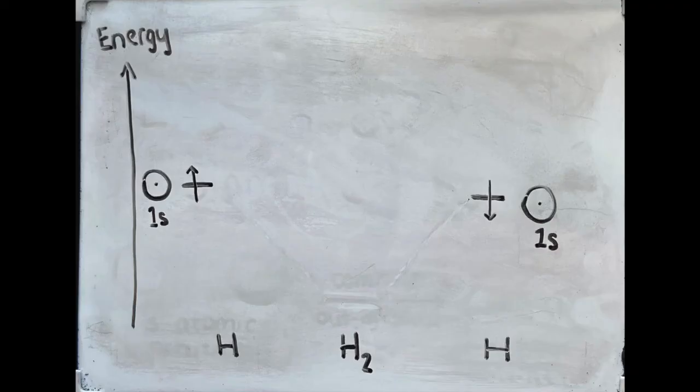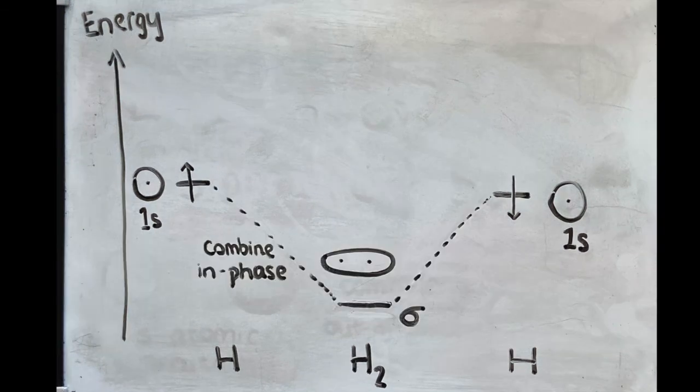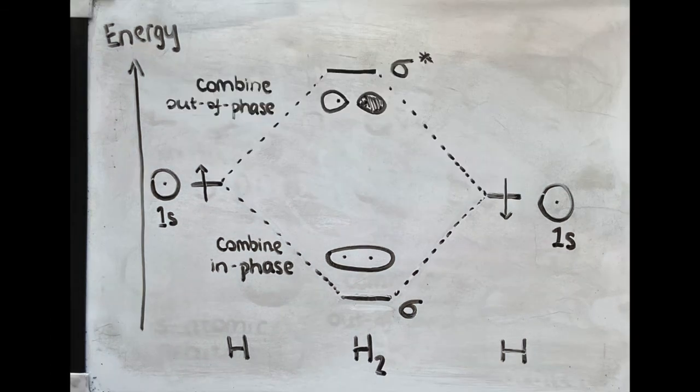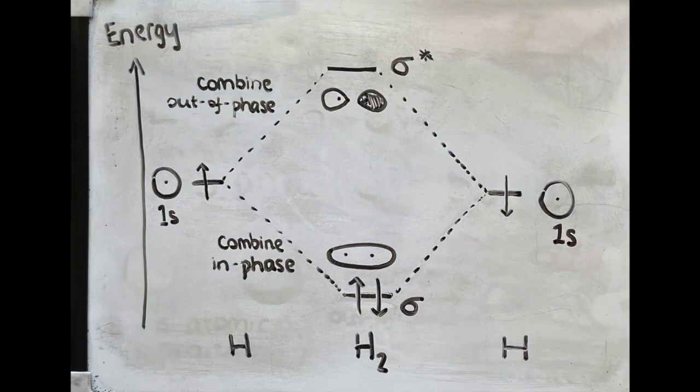So let's take a molecule of hydrogen, for example, H2. Each hydrogen atom has one electron, each in a 1s atomic orbital. These orbitals can combine in phase to produce a sigma bonding molecular orbital, which is lower in energy and more stable. The orbitals can also combine out of phase to produce a sigma star anti-bonding molecular orbital, which is higher in energy and less stable. By principle, the two electrons go into the lowest energy configuration possible, so they fill the bonding molecular orbital.